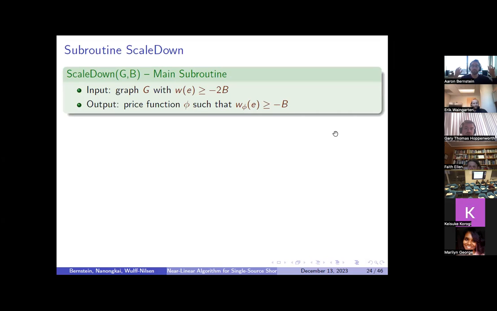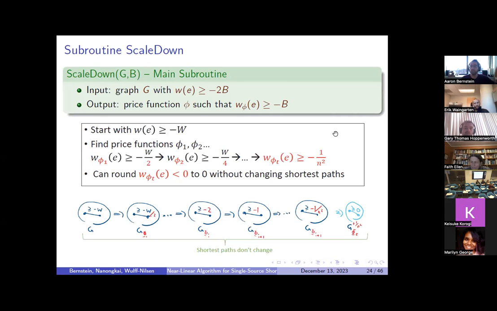In particular, you just want a subroutine where you start with a graph where your most negative weight is like -2b, and you want to find a price function that makes the edge weights less negative, so that the most negative edge weight is -b. Basically, all the previous algorithms for this problem are in some way trying to solve this subroutine. And if you can solve the subroutine, it's well known that you can solve the overall problem.